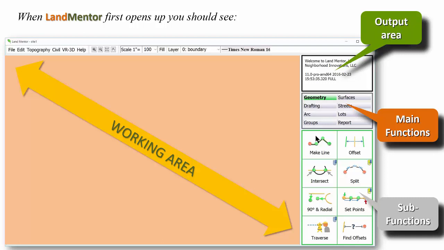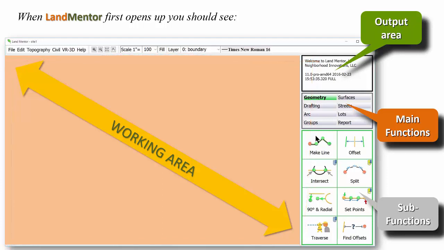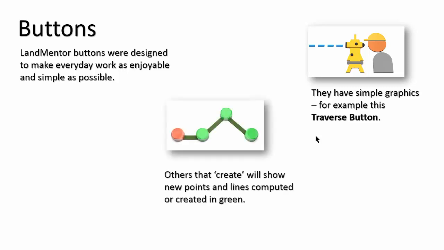The working area is white. We show it in tan here, and that's where you're going to be doing all of your work. The output areas on the upper right with big enough lettering to be easily read. There's 8 main functions that change the 8 sub-functions below. Buttons are designed to make the use of the buttons clear and concise. They have very simple graphics.